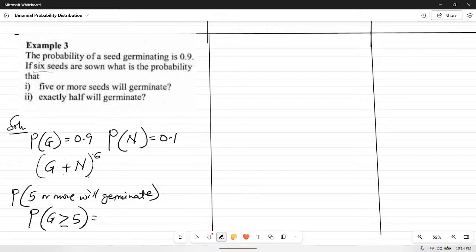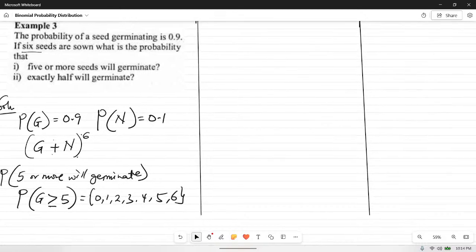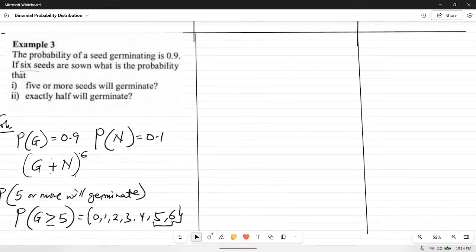If you are listing this, it is 0, 1, 2, 3, 4, 5, 6. How many elements? 7. Then we take the ones greater than or equal to 5, so it is 5 and 6. In this one, there's no 1 minus anything. It is direct, 5 and 6. In a situation where we want germinate to have exponent 5, then not germinate will have exponent 1.